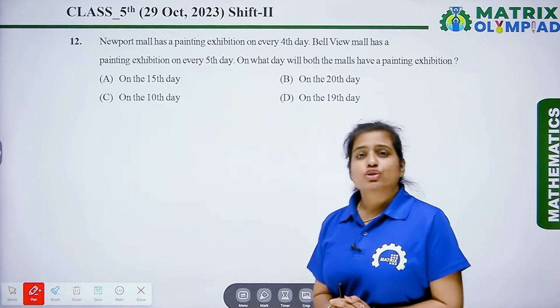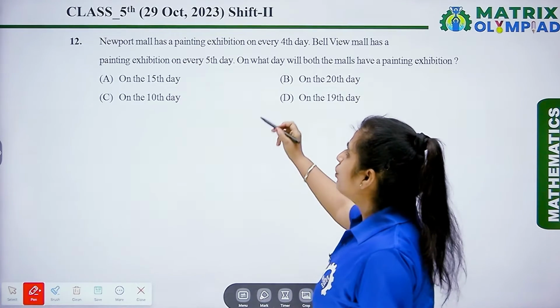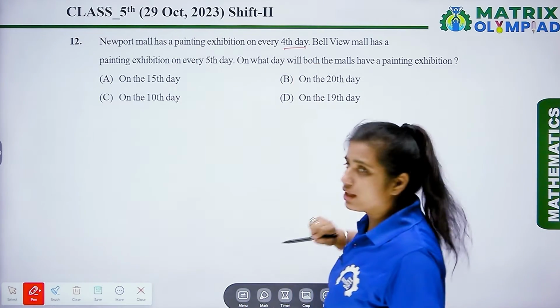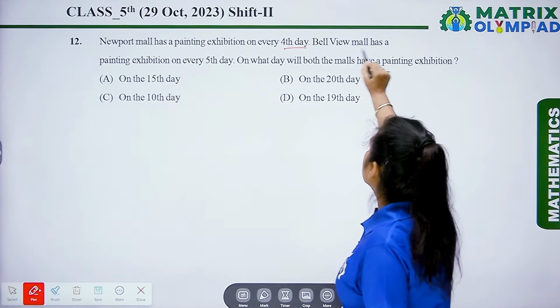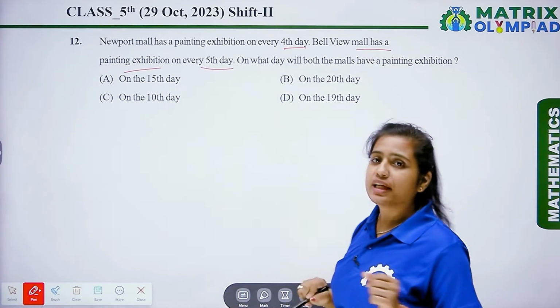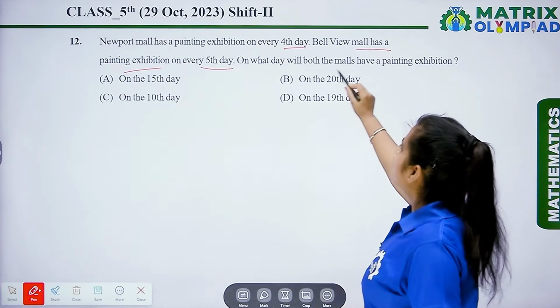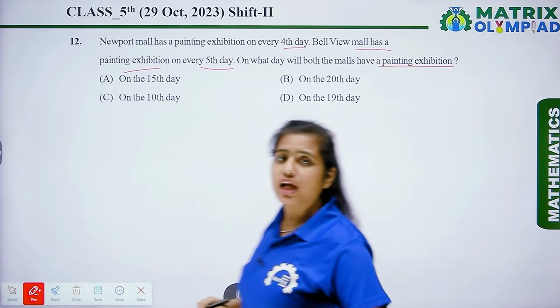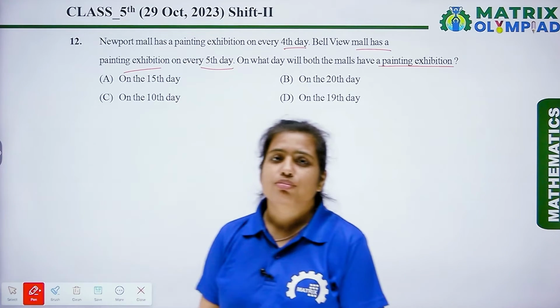Now the next question is question number 12. Newport Mall has a painting exhibition on every fourth day. Bellevue Mall has a painting exhibition on every fifth day. On what day will both the malls have a painting exhibition? So we have to find out a common date for these malls.